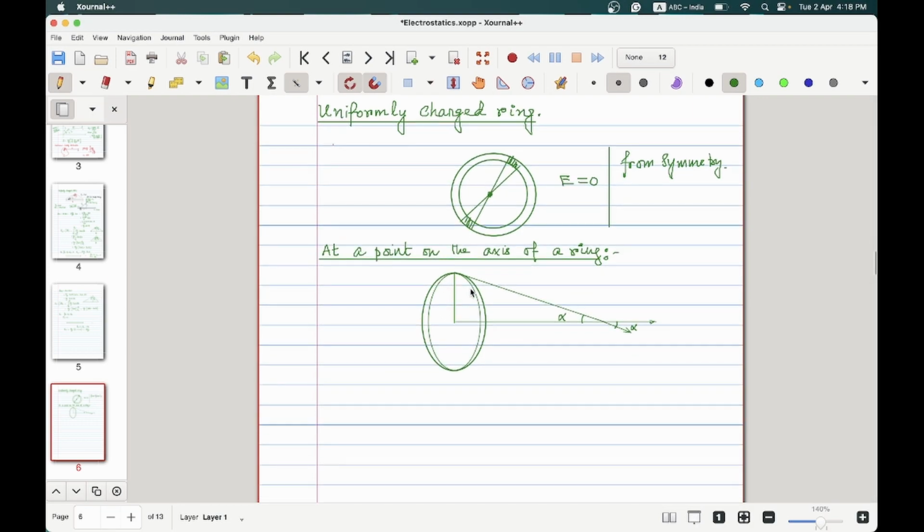What should be the electric field for this one? For a point on the axis of a ring. So let us calculate. Okay, so here we can define lambda like this, q by 2 pi r. This one is r. Now let us consider a length ds like this.